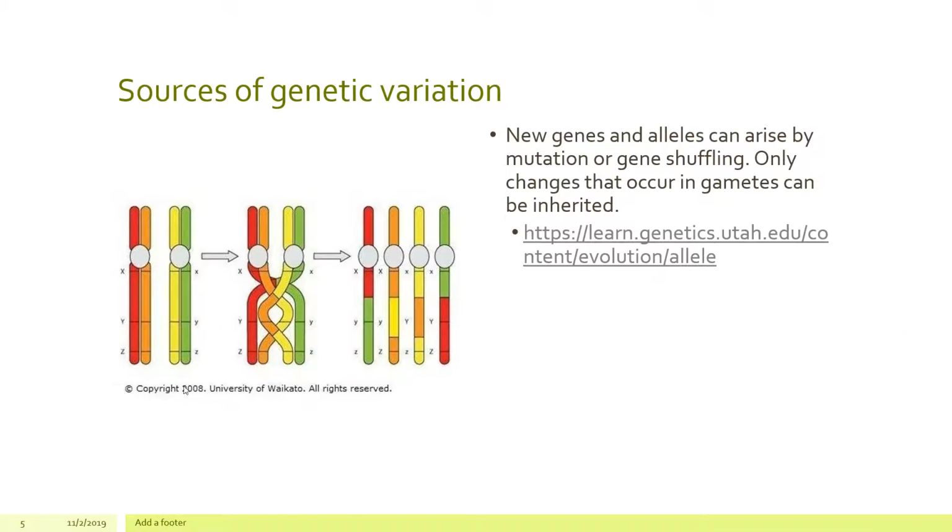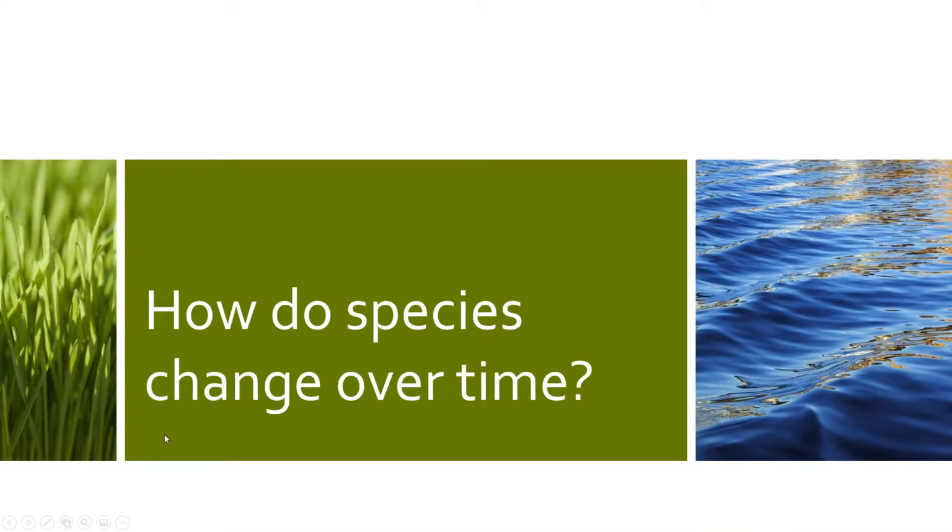So we just understood, they talked about gene shuffling there, showing how these genes, when they do shift and change, it's due to crossing over. All right, so the next question I want you guys to think about is, how do species change over time then? We know that genetic variability is what allows species to adapt and change, but how do they do so?